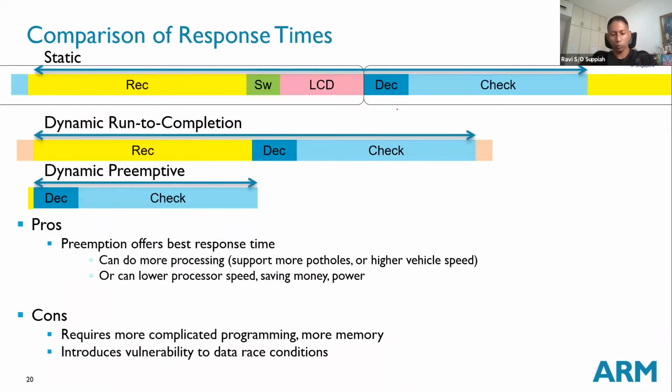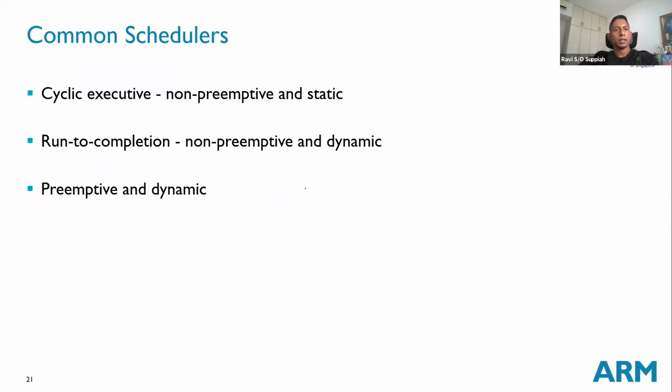So if you look at the response times comparison, you can see that static is of course the worst case scenario. That means you run it in the same schedule all the time. In dynamic, if you run the completion, it's of course a lot better. But the most responsive is of course the preemptive approach. So these are again the common schedulers that are available. But we are going to have another more detailed lecture on scheduling policy alone later on. So we will come to that later.